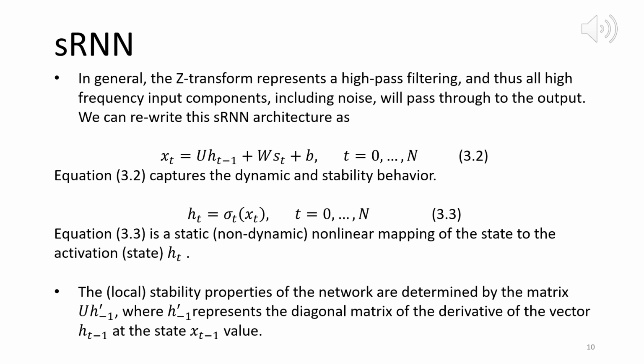vector x_t. Equation 3.2 captures the dynamic and stability behavior. Equation 3.3 is a static nonlinear mapping of the state to the activation state H_t. The stability properties of the network are determined by the matrix UH'_t-1, where H'_t-1 represents the diagonal matrix of the derivative of the vector H_t-1 at the state x_t-1 value.